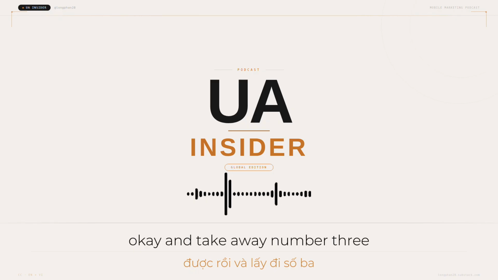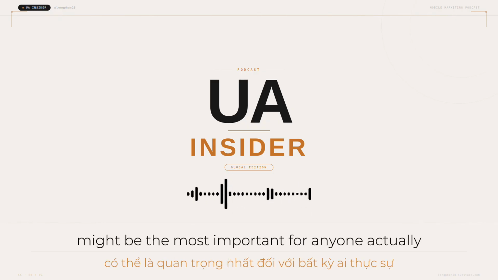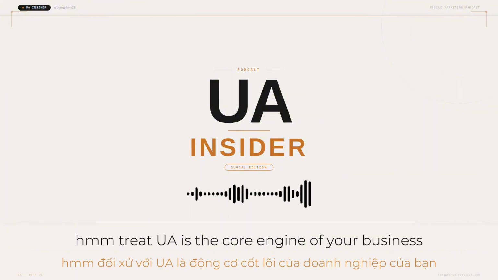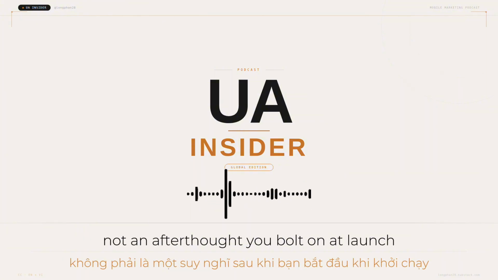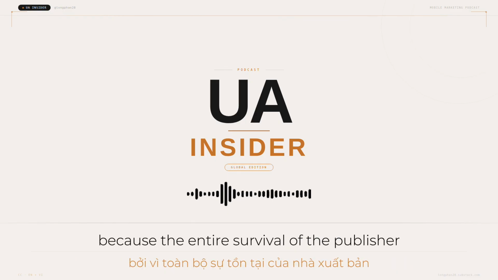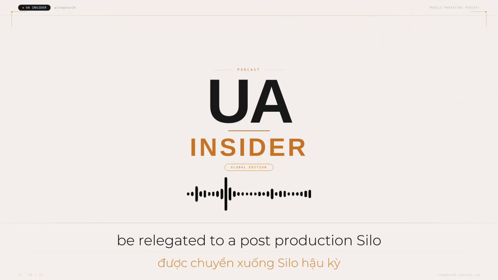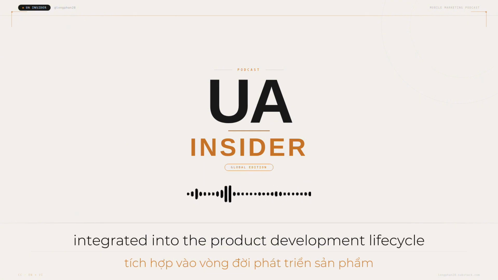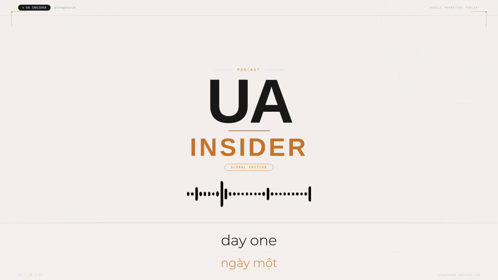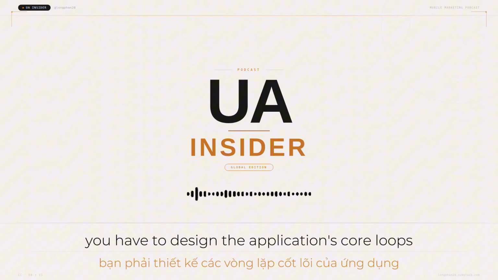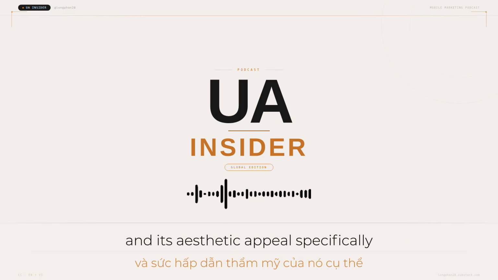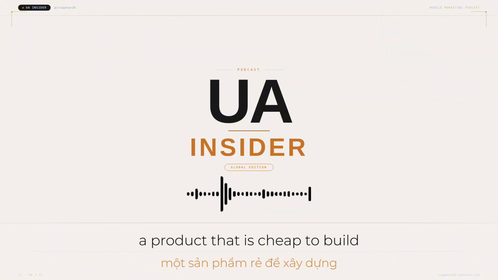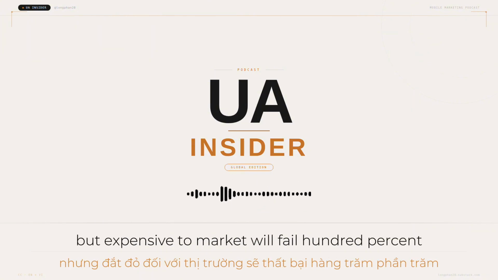Okay, and takeaway number 3, which honestly might be the most important for anyone actually building consumer tech. Treat UA as the core engine of your business, not an afterthought you bolt on at launch. Because the entire survival of the publisher rests on unit economics, marketing cannot be relegated to a post-production silo. User acquisition must be integrated into the product development lifecycle from inception. From day one. Day one. You have to design the application's core loops, its monetization triggers, and its aesthetic appeal specifically to be marketable in high-speed ad auctions. Right. A product that is cheap to build but expensive to market will fail.